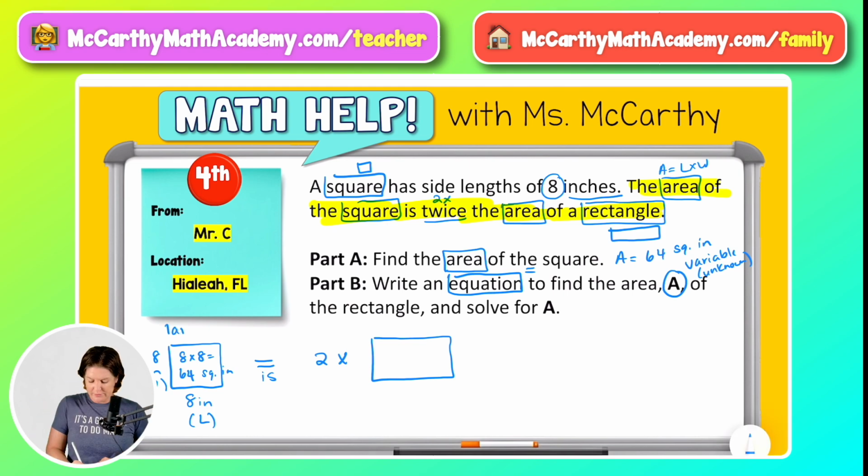I'm gonna make a note for myself and I'll say larger area, smaller area. Write an equation to find the area A of the rectangle and then solve. So we actually even have the equation here. We just need to take it out.